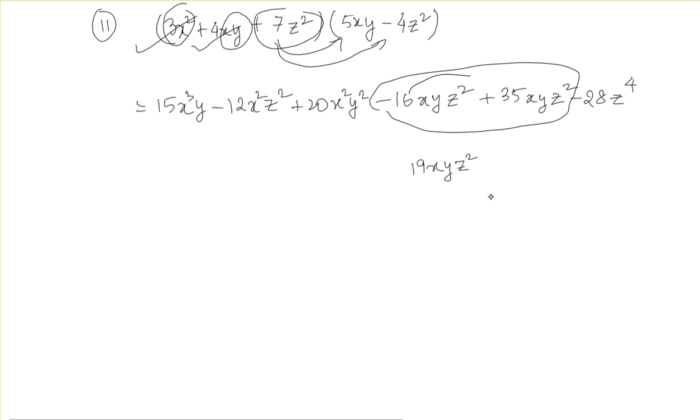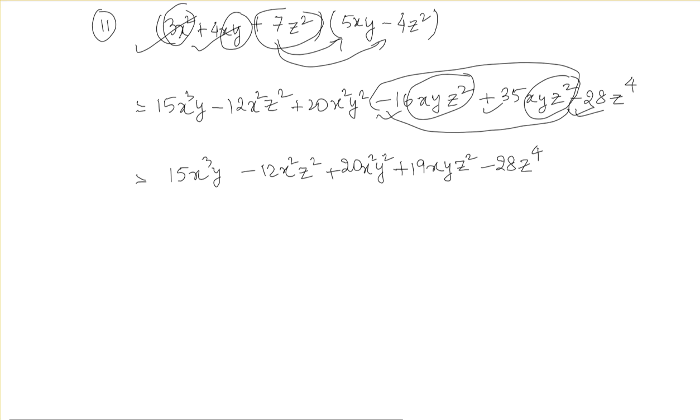Because xyz square and xyz square are the same, we can add or subtract these. We can't add anything else. Now everything else will remain as it is: 15x cube y minus 12x square z square plus 20x square y square. This was plus, this was minus, 35 minus 16, that is plus 19xyz square, and now minus 28z raised to the power 4. This is our answer.